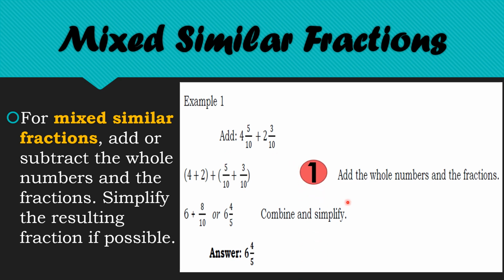Step 1. Add the whole numbers and the fractions. 4 plus 2 is equal to 6. 5 plus 3 is equal to 8. Copy the denominator 10.